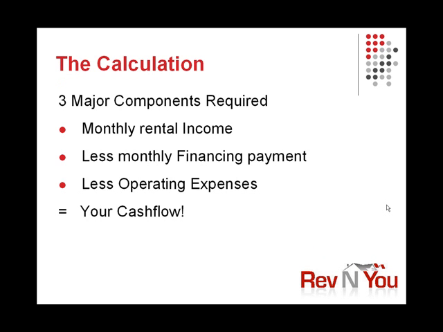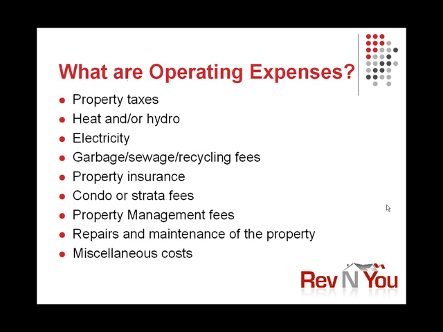There's three major components: your monthly rental income, less your monthly financing or mortgage payment, less your operating expenses, and that equals your cash flow. Is it positive, neutral, or negative? So what are your operating expenses?